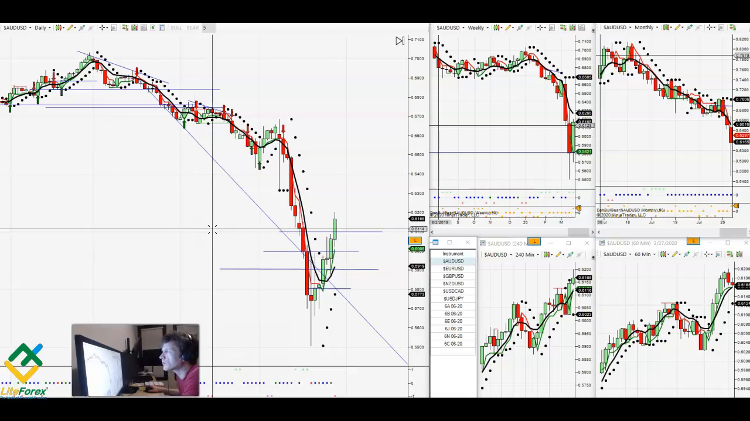After market close, we're going to do a breakdown of the major Forex pairs, starting with Australian USD.